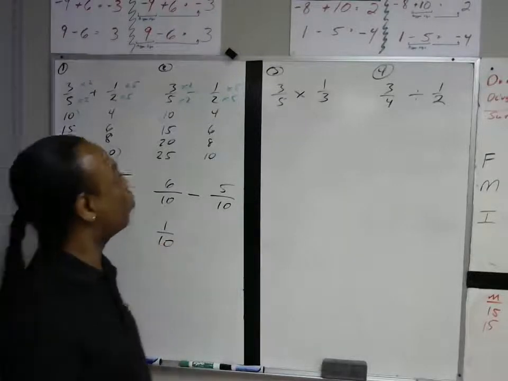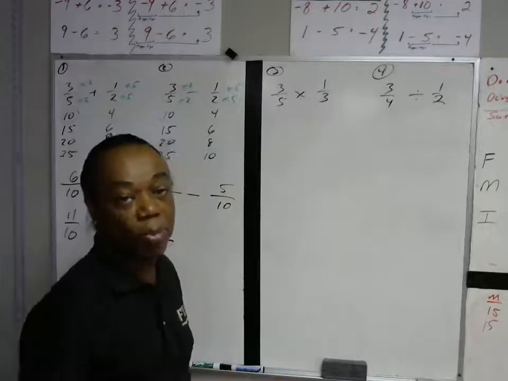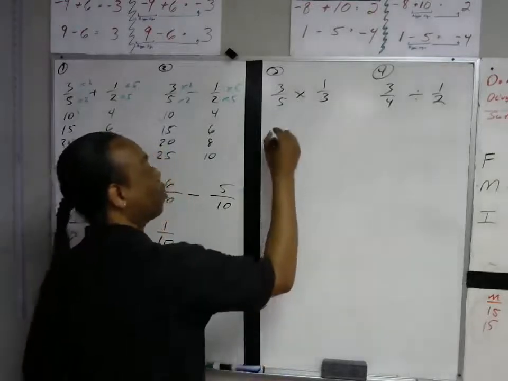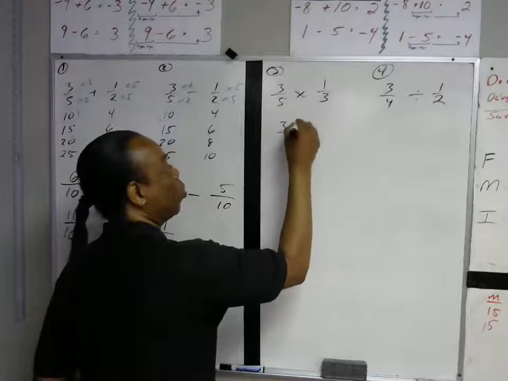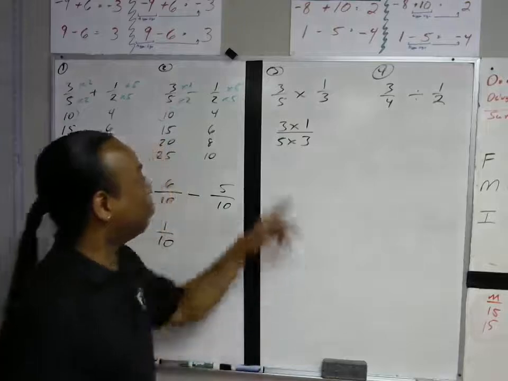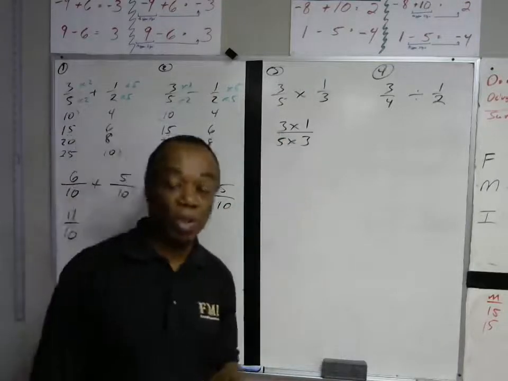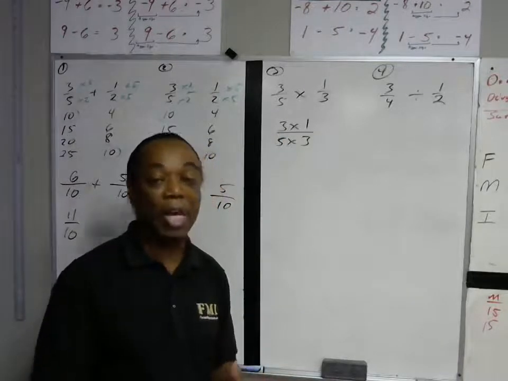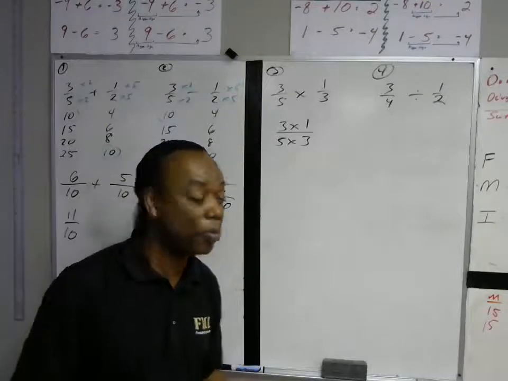Okay, number 3, we're multiplying fractions. The process for multiplying fractions is to put everything on one fraction. So we'll have 3 times 1 and 5 times 3. Now I can see already that this and this can be divided by 3, so that lets me know when I combine everything, I'll have to simplify by dividing by 3.